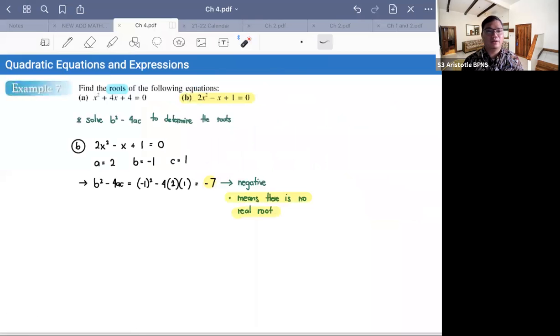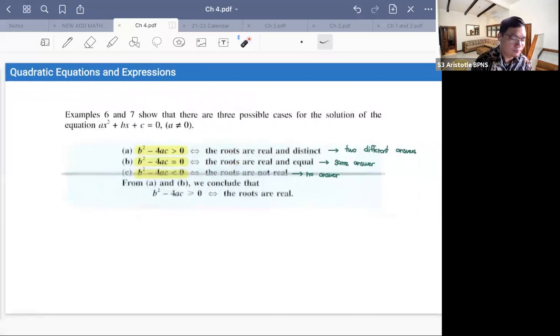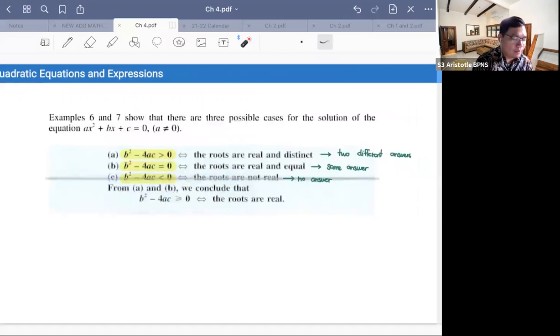Do you guys have any questions? All right. Now let's summarize everything. If your discriminant is greater than zero, basically it's positive, that means you will get two different answers. And then the second one, if your discriminant is equal to zero, basically you will get the same answer, just like the negative twos a while ago.